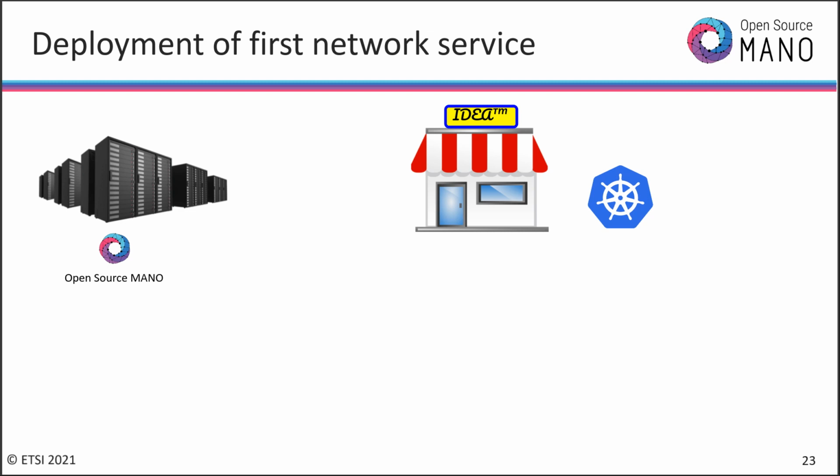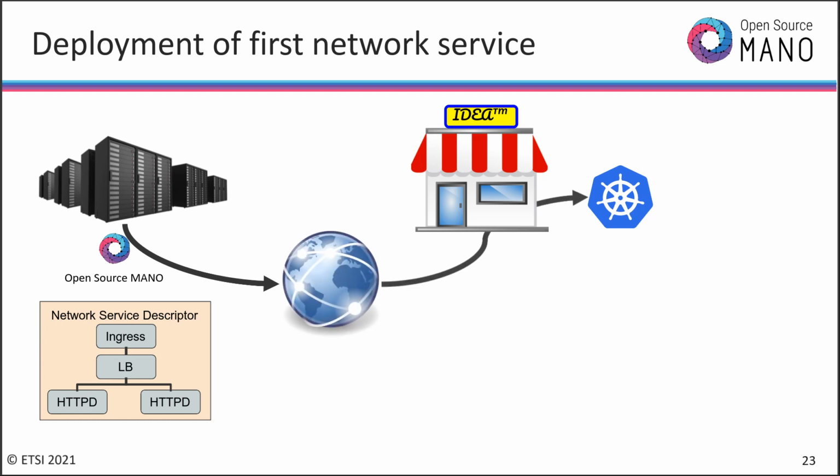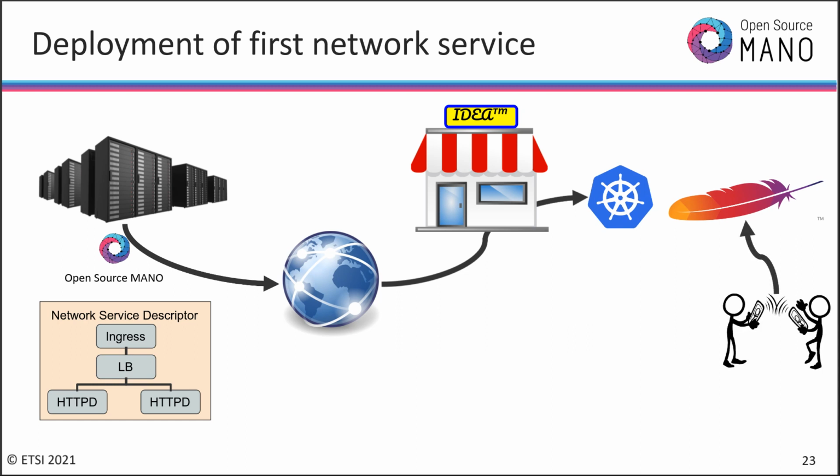Now, to get back to our store here. So we need the network service descriptor, which describes our application. In our case, it's a simple network service that's an ingress with a load balancer and one or more web servers that are going to be running behind that. So we tell OSM that we would like to deploy this at the store. So it goes over the internet to our store, and it instructs Kubernetes to start the services that we've described. Great, we've got a web server up and running now. And our customers can now connect to that in-store Wi-Fi.